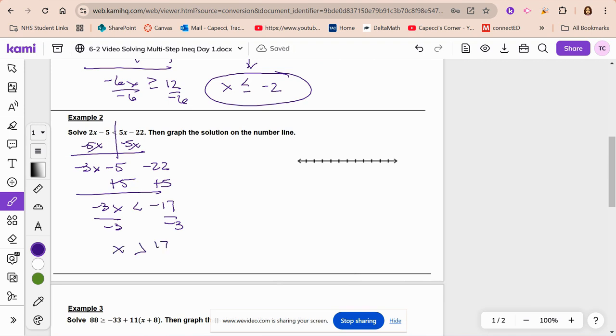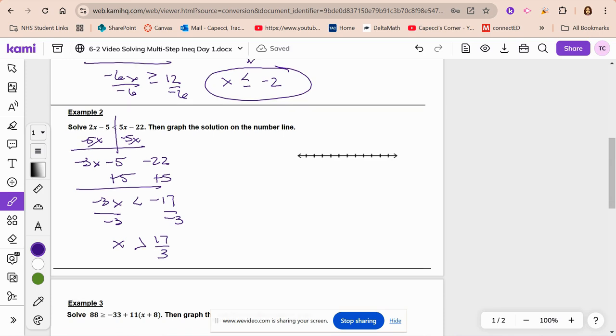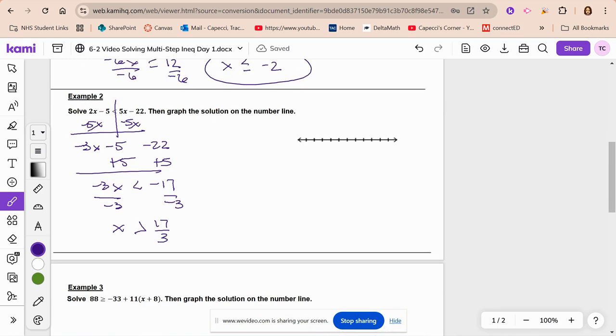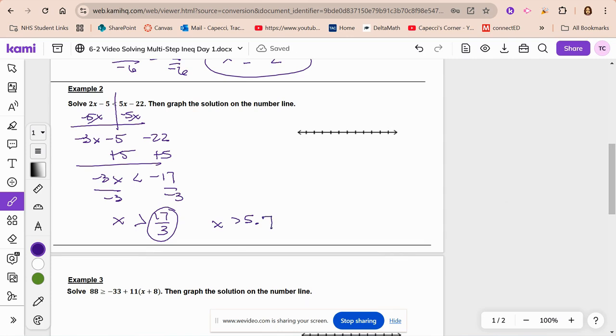So it gives me 17 over 3. We usually like things in improper fractions in algebra, but when I go to graph on a number line, I have to make sure that I know where I'm going. So 17 divided by 3 doesn't help me just like that. So if I divide that, I end up getting x is greater than about 5.7. So I'm going to need that when I do my number line.